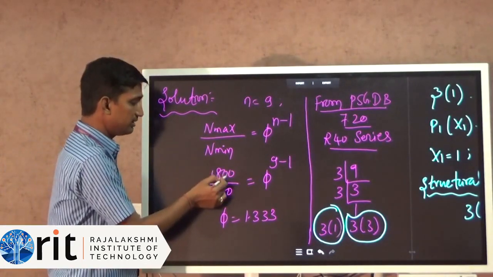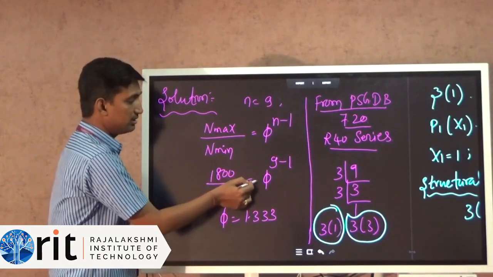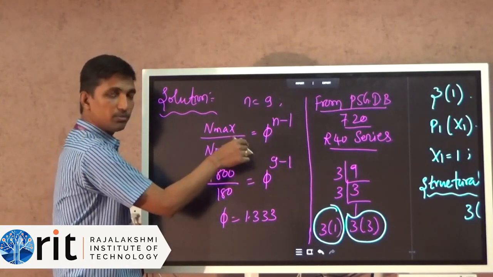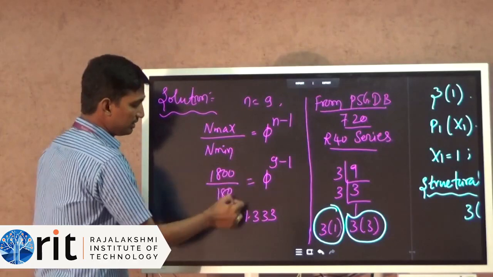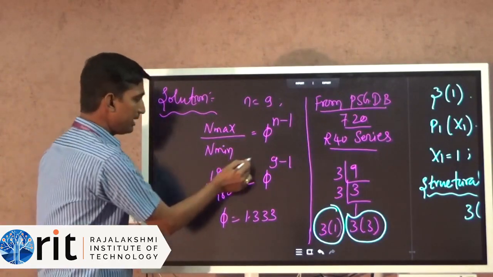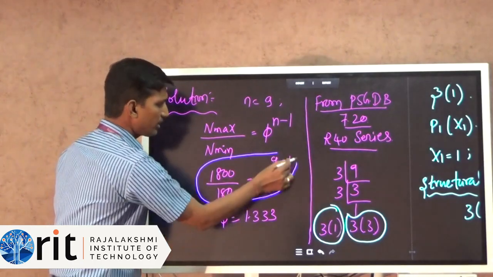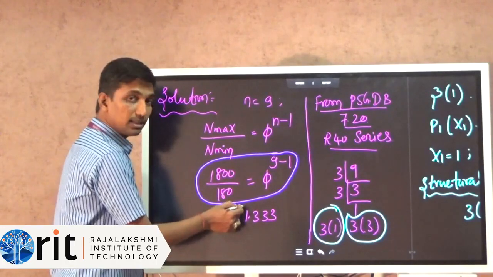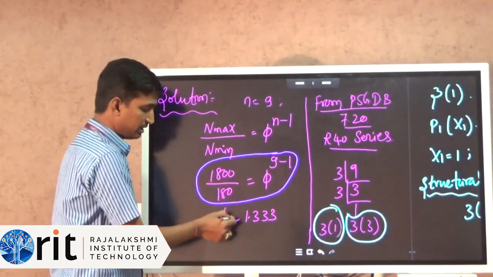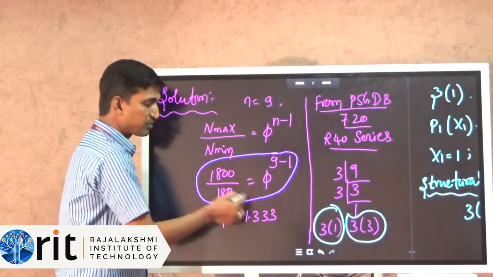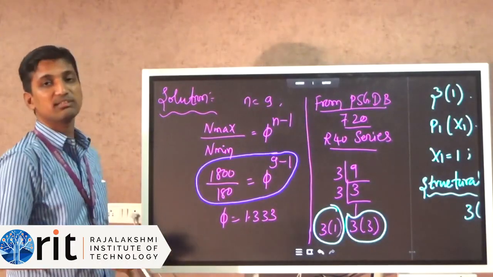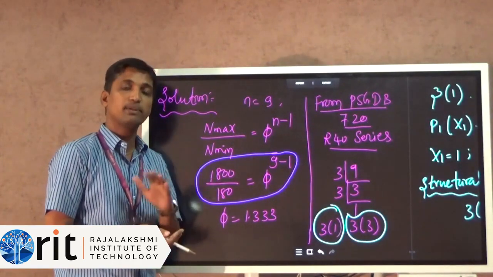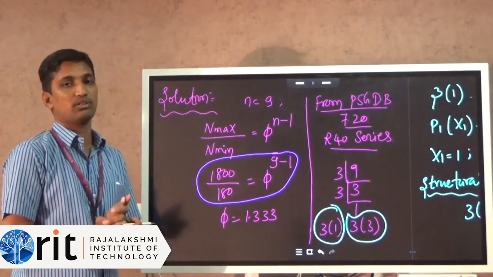Now 1800 divided by 180 is equal to phi power 9 minus 1. The 9 is the number of speeds, given in the problem as 9. Now I have to find this progression ratio. Based on this calculation, after substituting the values in the formula, I found the progression ratio as 1.33. Depending upon the speeds, we can have different progression ratios.